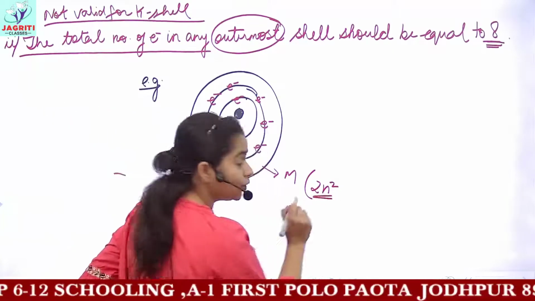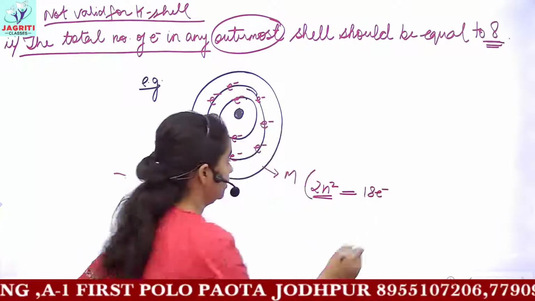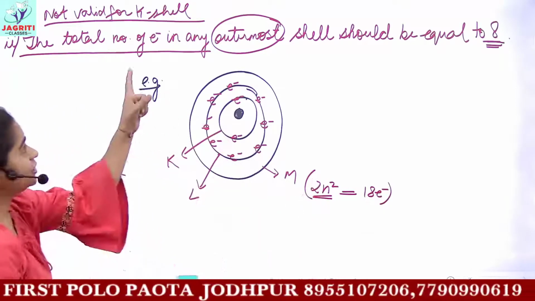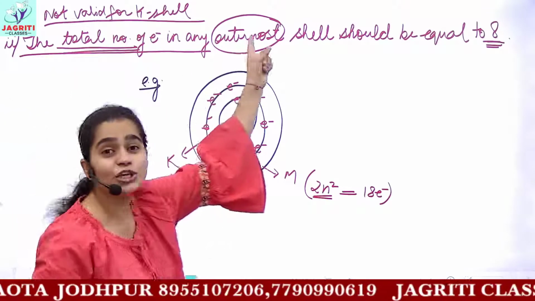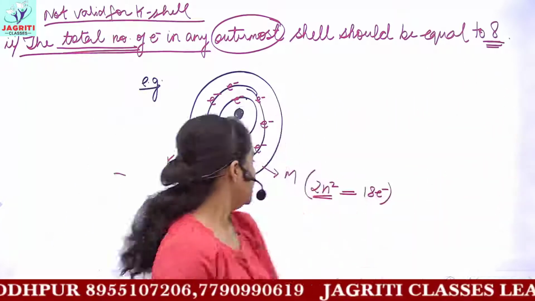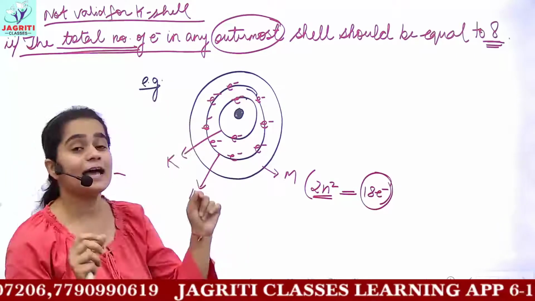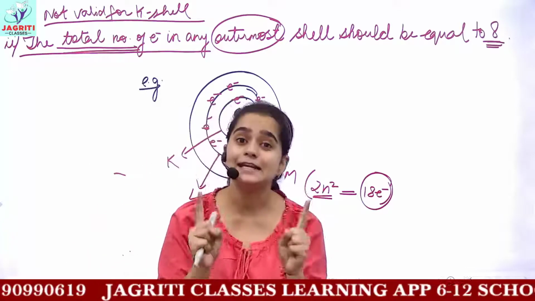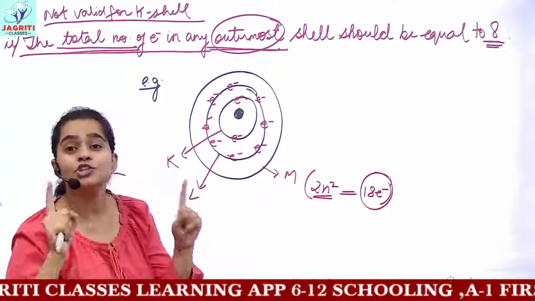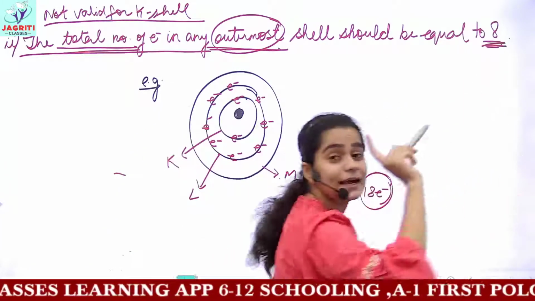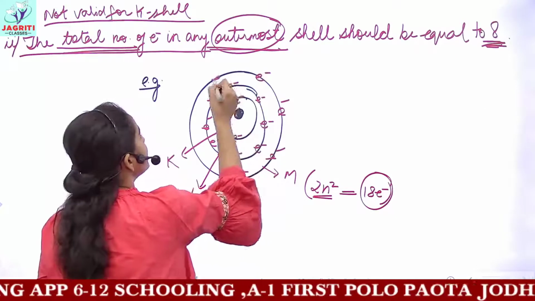So according to this formula, the maximum number of electrons present in M shell is 18. But according to the second rule, the total number of electrons in the outermost shell should be 8. We know that M shell has the capacity to accommodate 18 electrons. But when the shell behaves as the outermost shell, only 8 electrons can come in it. So in this case, only 8 electrons will come in this M shell.